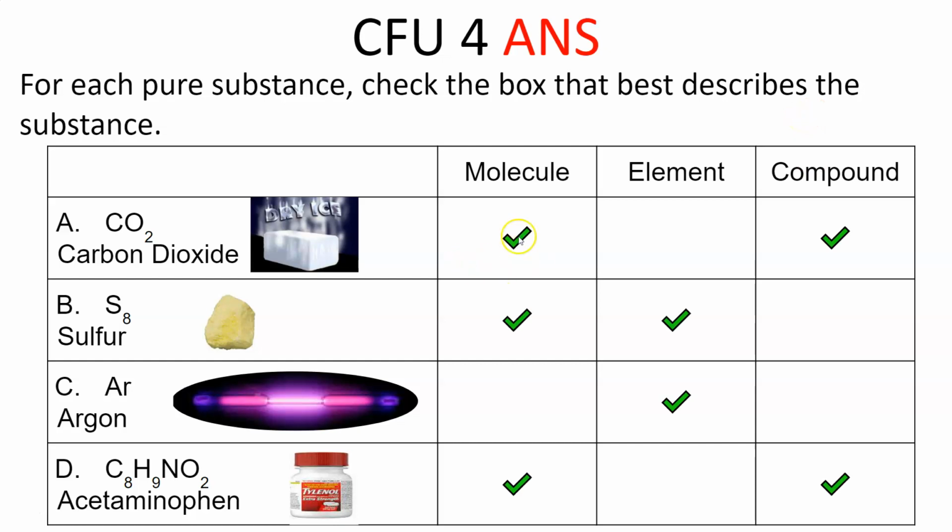All right, CO2 is a molecule because it's made up of more than one atom, and since the atoms are different types, it's a compound. S8, sulfur, is a molecule because, again, it's made up of more than one atom, but because the atoms are the same type, they're only sulfur atoms, it's an element. Argon only has one atom in the structure there, so it's not a molecule, but it is an element because it's only one type of atom.